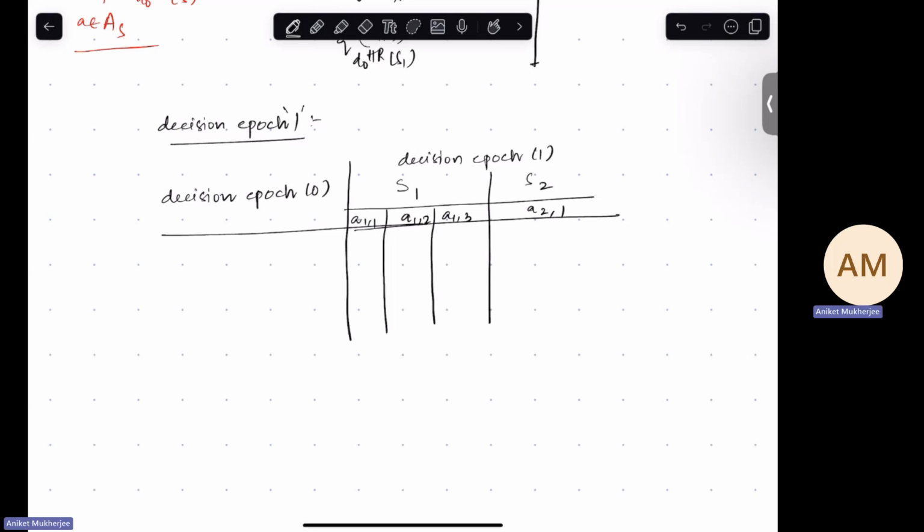Right. So this is basically S0, A0. This could be S1, A11, in a similar way that we have written before. This is your history basically. S1, A12, S1, A13, S2, A21.